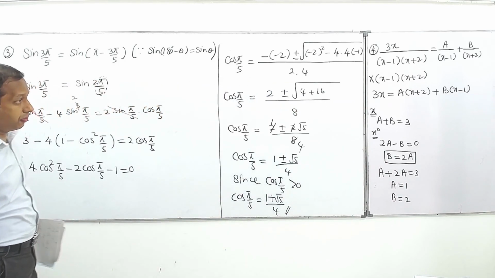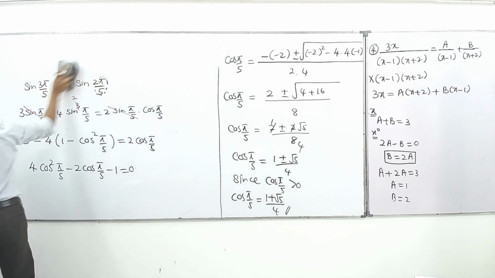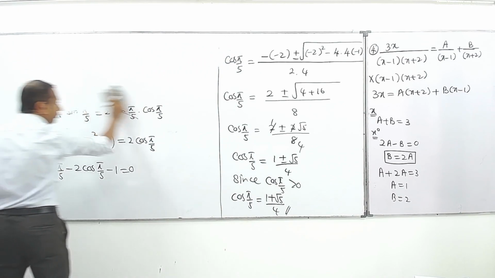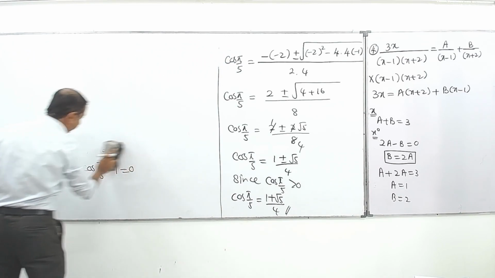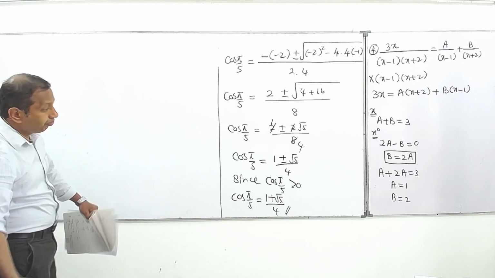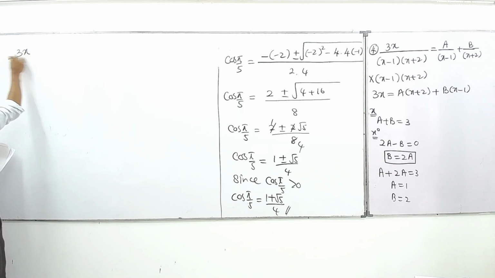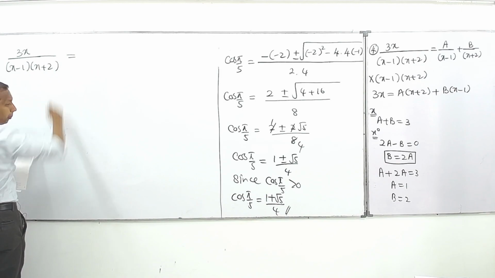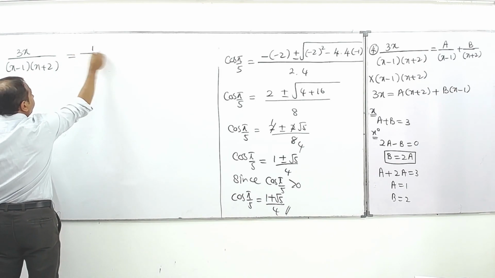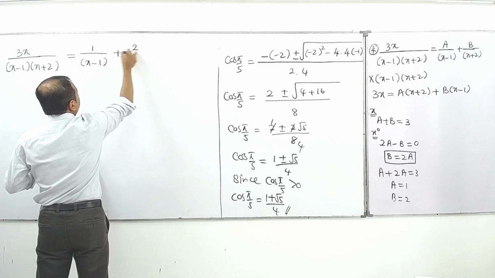Then we can write the partial fractions. Right, no? Then partial fractions we can write, people, like this. 3x upon x minus 1, x plus 2. Right, substitute for a is 1 over x minus 1, and b, 2 over x plus 2.